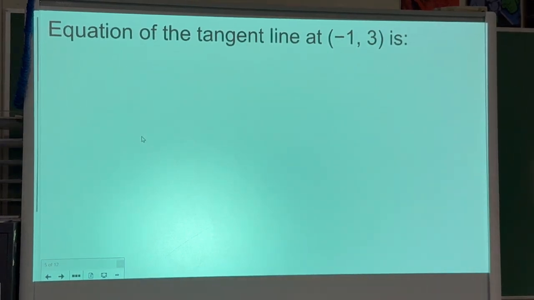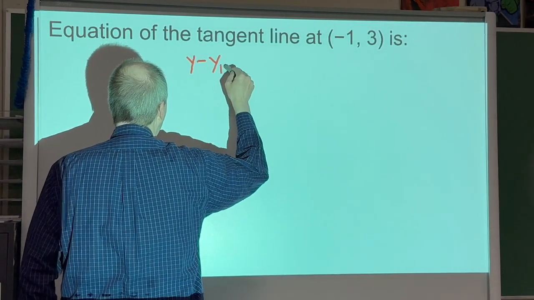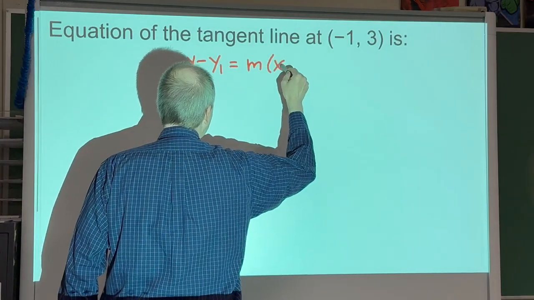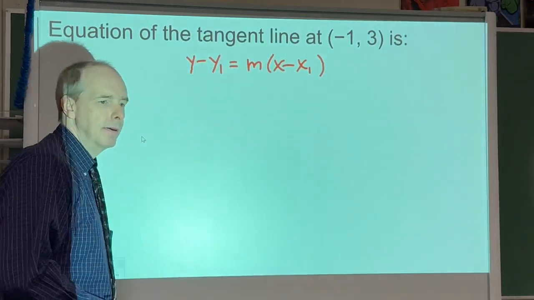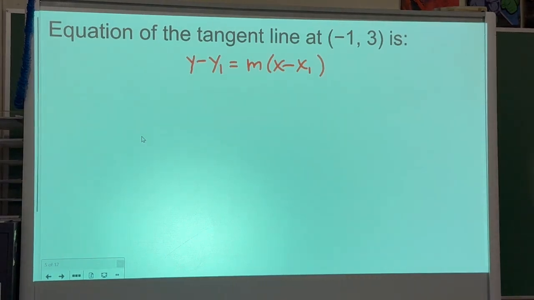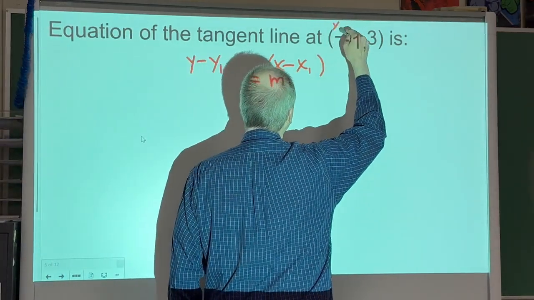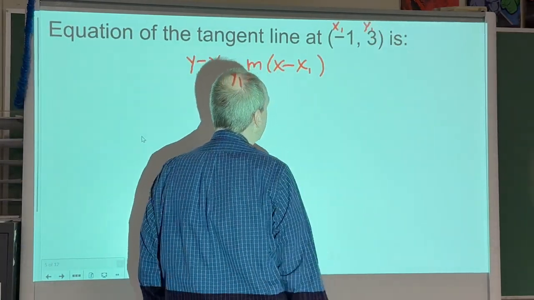The equation of our tangent line at -1, 3. Well, it's a line, right? So we could work off of y minus y1 equals m times x minus x1, point slope form of a line. Take your x, take your y, plug it in here and here. Here's x1, here's y1. Then we plug them in.